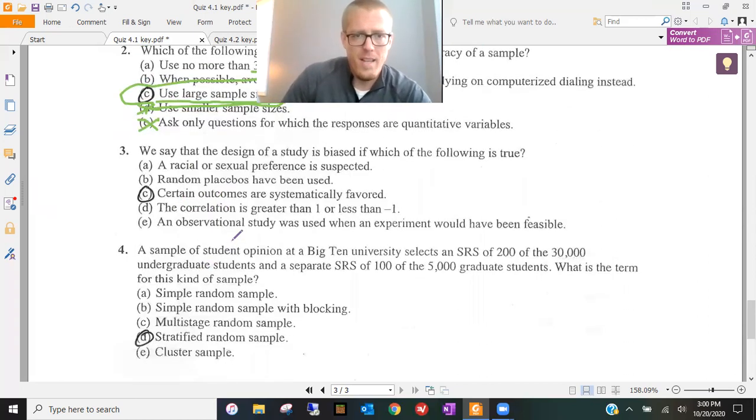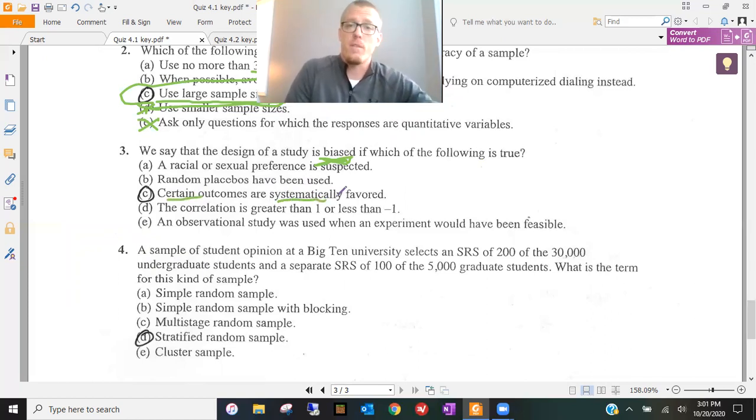Number 3, we say the design of the study is biased if which of the following is true. Again, this is important. Bias. Don't think opinion, think how far from reality are we being? And this option here, right here, certain outcomes are systematically favored.